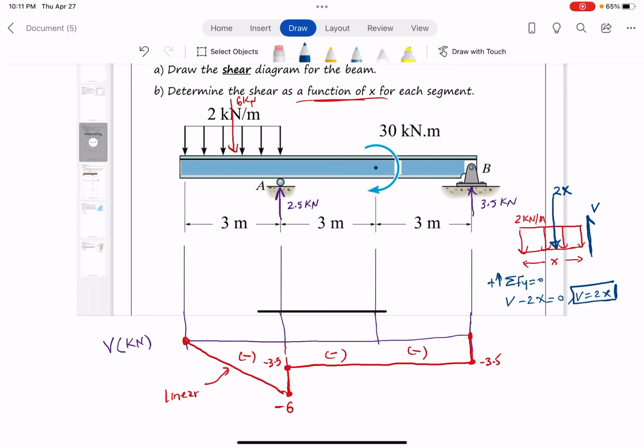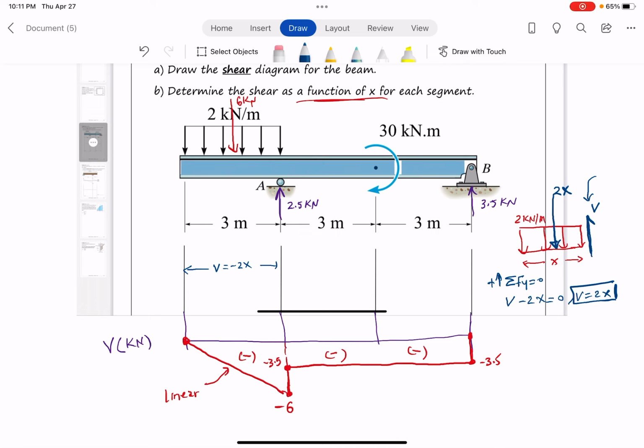Well, the only problem here is that according to the sign convention, this shear, if it's going up, by looking at this shear from the right, this shear is negative. So we could have that the shear here is minus 2x. This is the equation of this segment.